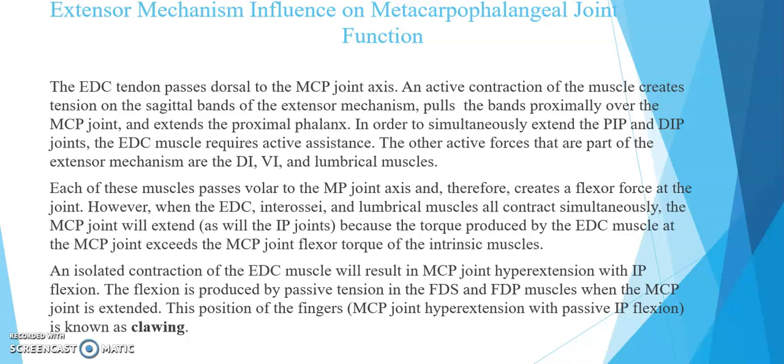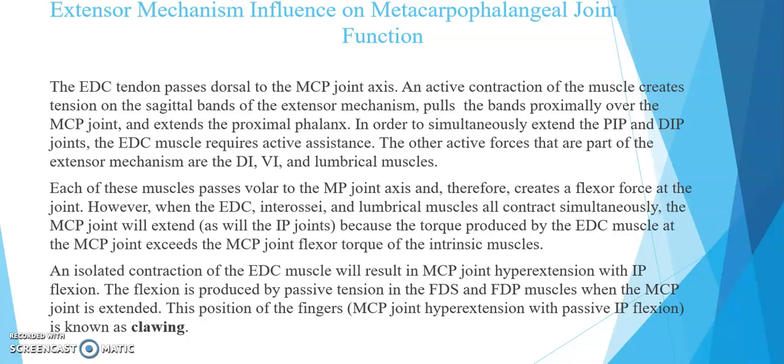Clawing is basically due to weakness of the FDS and FDP muscles, which leads to hyperactivity of the opposing muscle, the EDC. Because the EDC muscle is hyperactive and there is no counter force in the MCP joint from the flexor tendons, the MCP joint will go into hyperextension, with flexion of both the DIP and PIP joints.